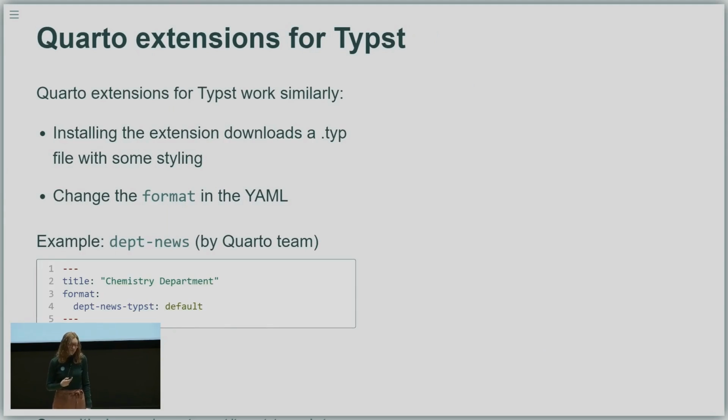And there are Quarto extensions for Typst. Again, this is very new, so there are fewer extensions for Typst, but they work very similarly to PDF extensions for LaTeX. So you install the extension, and it downloads the .typ file with the styling, and then you can change the format in the YAML.